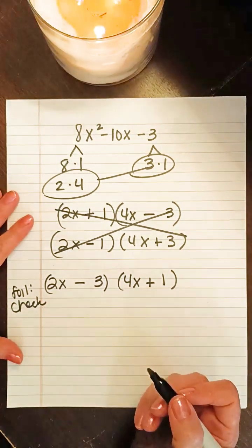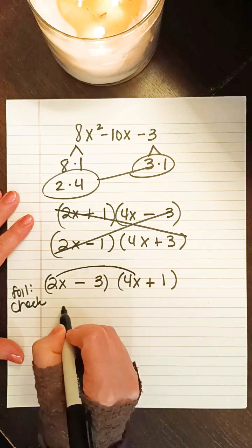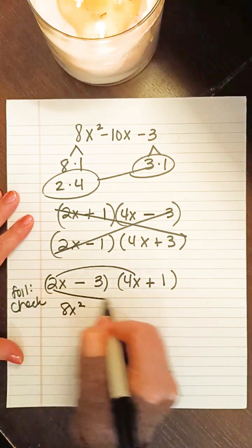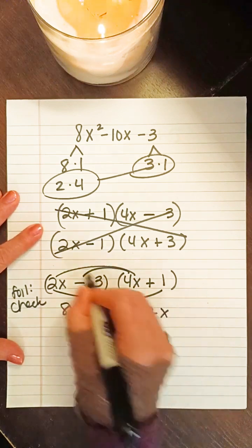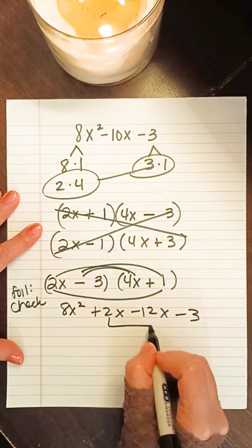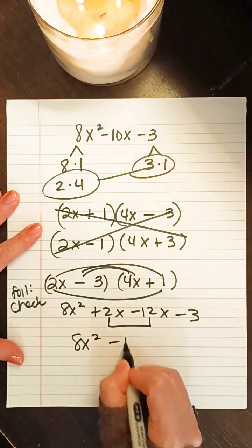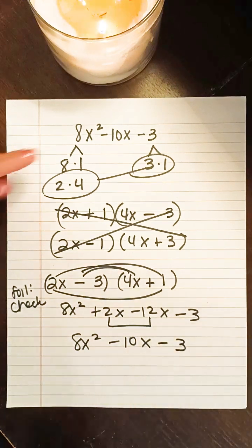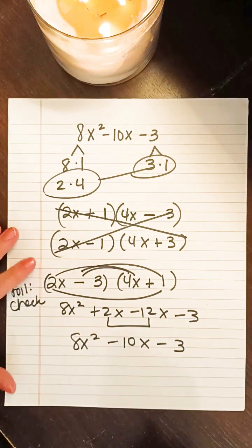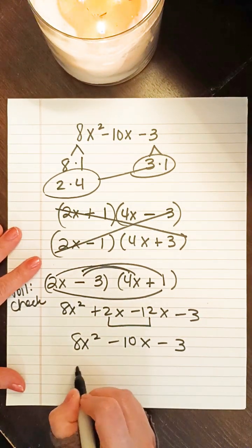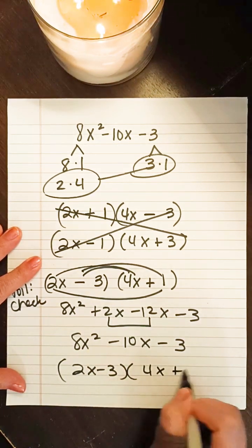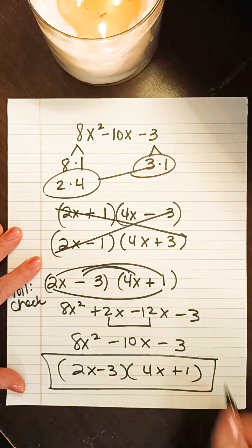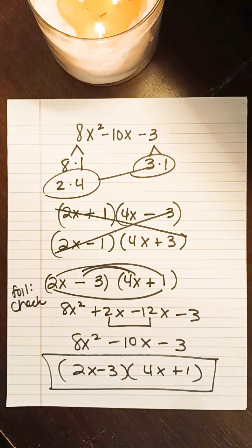Okay, so I have first, outside, inside, and last, these two combine to get me my middle term. So it's the same quadratic. And that means that these two binomials are in fact the factors of our quadratic trinomial.